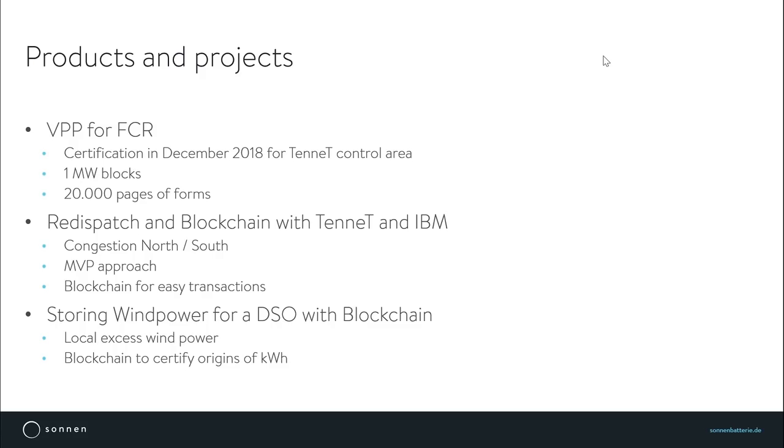And so what we did is, TenneT experiences congestion typically north-south in Germany. So there's too much wind power in the north and there's not enough power in the south. And what we did then is take batteries in the north and take batteries in the south. And if there's a redispatch event, then TenneT will order the batteries in the north to charge and the batteries in the south to discharge. And this is all done on a platform which is entirely blockchain based. So the orders and the requests and the settling, etc., is all done on a blockchain solution by IBM.